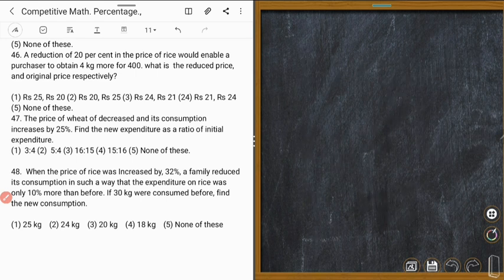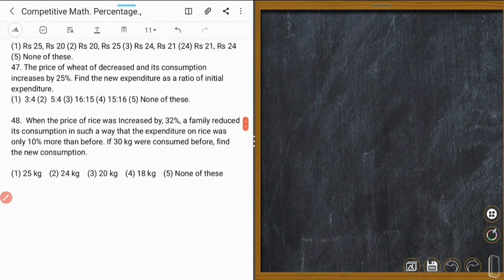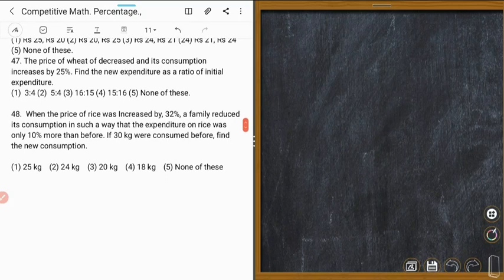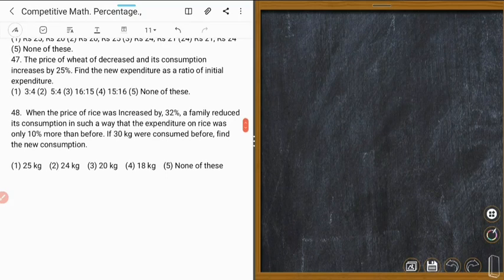Okay. Next one is the price of the wheat. The price of wheat decreased and its consumption increased by 25%. Find the new expenditure as a ratio of initial expenditure. Okay, we shall do it.